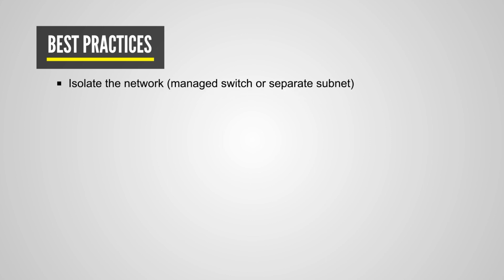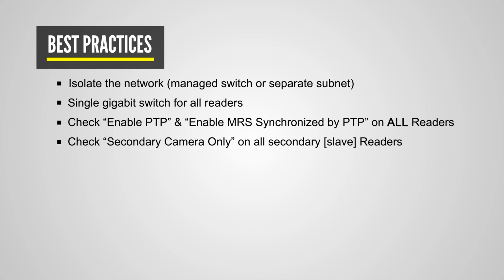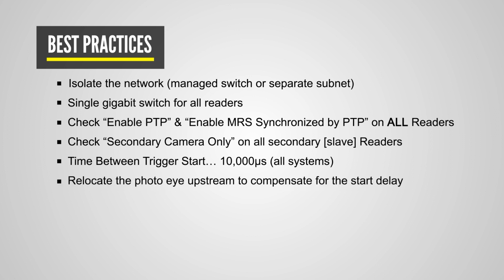To recap, here are some best practices for using PTP. Make sure the network is isolated. Use a single gigabit switch for all readers. Check Enable PTP and Enable MRS Synchronized by PTP on all readers. Check Secondary Camera Only on all secondary readers. Set time between trigger start to 10,000 microseconds. And relocate the photo eye upstream to compensate for the start delay.